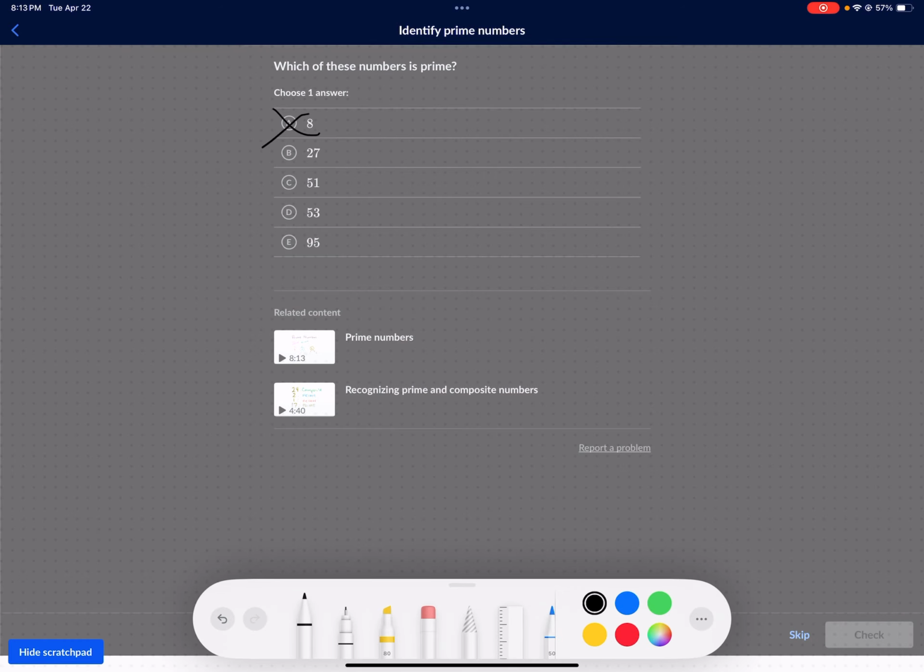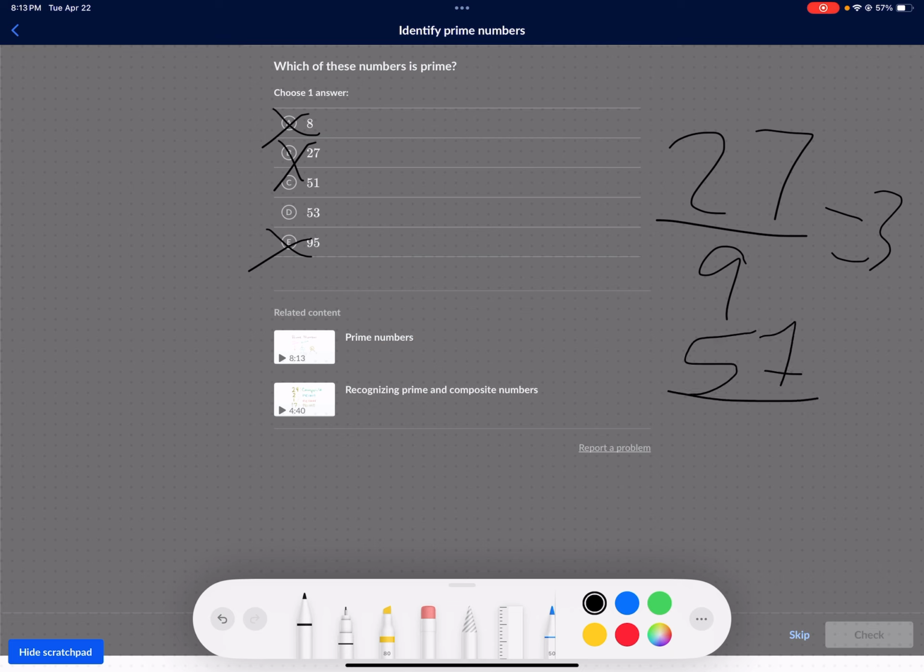Alright, so pew pew, 8's gone. 95, pew pew, get that out of here. Okay, 27. Does that have a factor? Yeah, factor 9 and 3, so this is wrong. Ooh, 51 and 53. These are numbers that you would think are prime, but one of them is not.